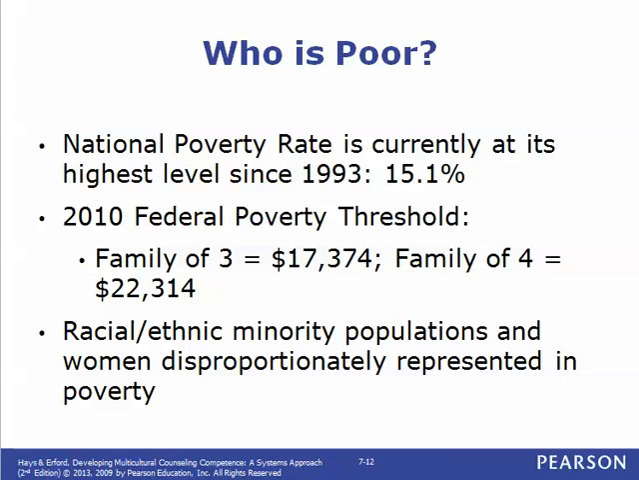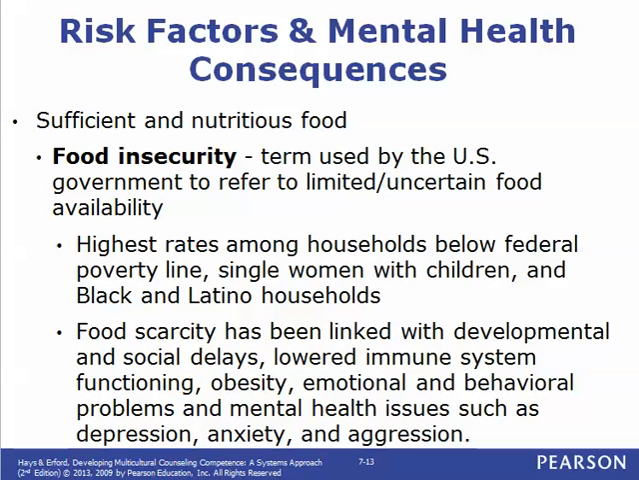And then the 2010 federal poverty threshold, this changes a little bit year to year, was for a family of four, $22,314. So if you were a married couple and had two children, if you made less than $22,314, you'd be considered living under the poverty line. And a major problem that can come along with that level of poverty is food insecurity, which is actually a government term used to describe when families have limited or uncertain food availability, meaning that they don't know where they're going to get their next meals to meet their needs for hunger.